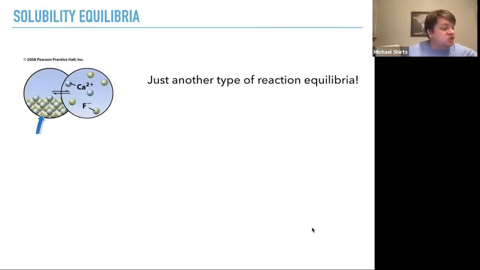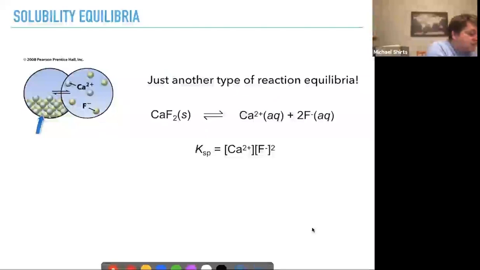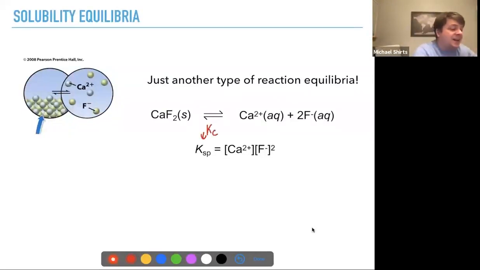So solubility equilibria is just another type of reaction equilibria, the same sorts of reaction equilibria we've been seeing for a while. In this case, we have calcium fluoride. The reaction there is the dissolution of calcium fluoride into calcium 2+ and 2 fluoride ions. If this is just a reaction equilibrium, then KSP is really just a form of Kc. In this case, the expression has calcium ion and fluoride ion squared because there's two of them. The calcium fluoride, of course, doesn't appear because it's not in the solution phase. It's just a pure compound, already at its standard state, so we don't include it in the KSP.